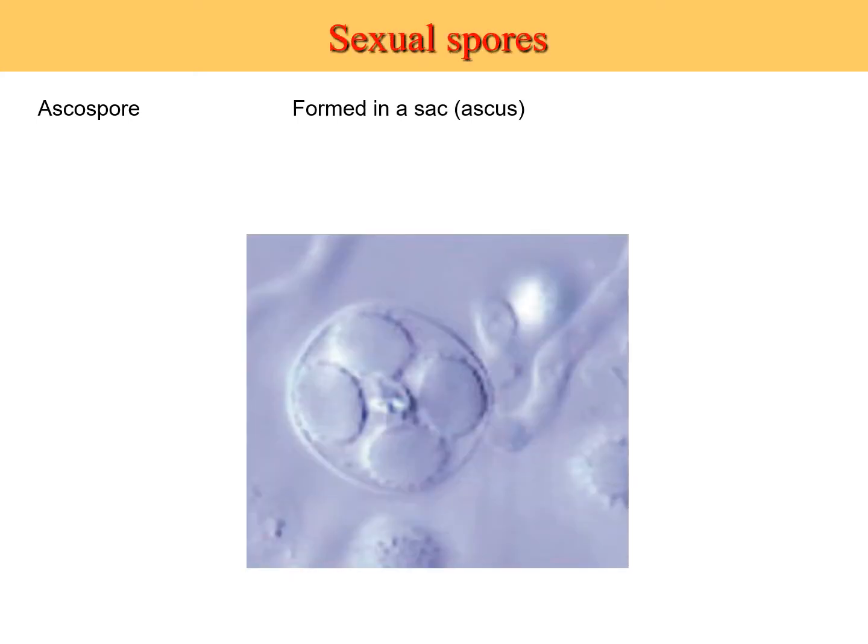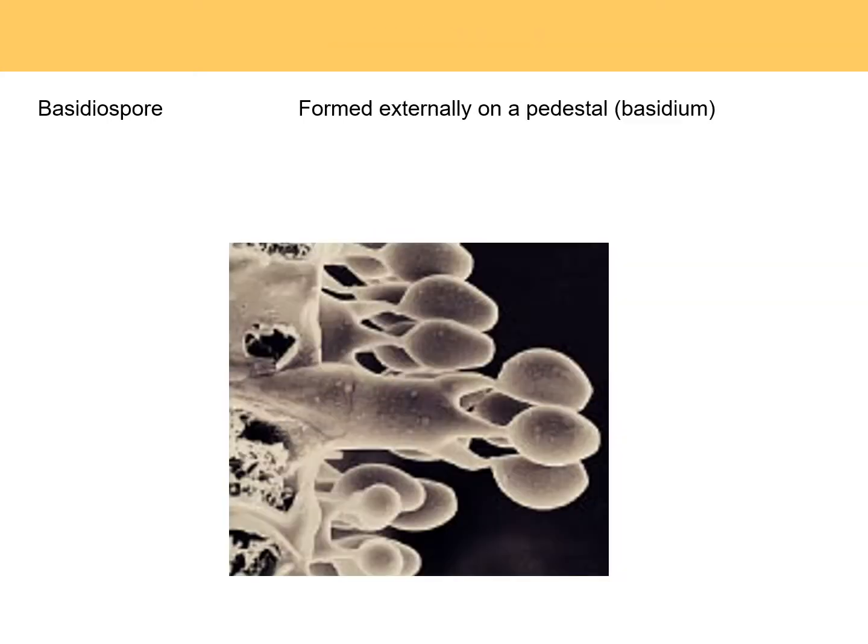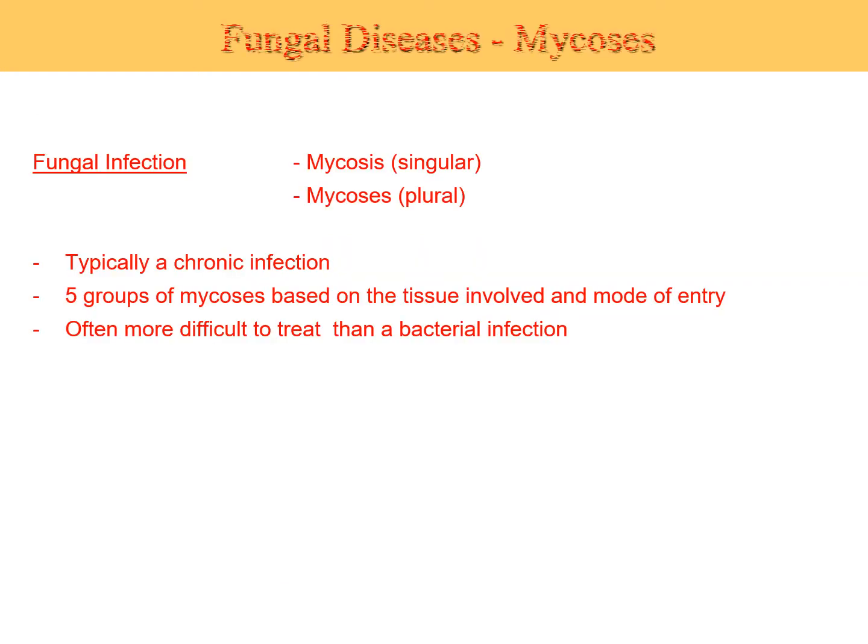This was a zygospore. This is an ascospore, the basidiospore. There are all kinds of spore types. Now, in terms of disease, which is why we study this, fungal diseases are called mycoses. Singular is mycosis and plural is mycoses. Typically, these are chronic infections.